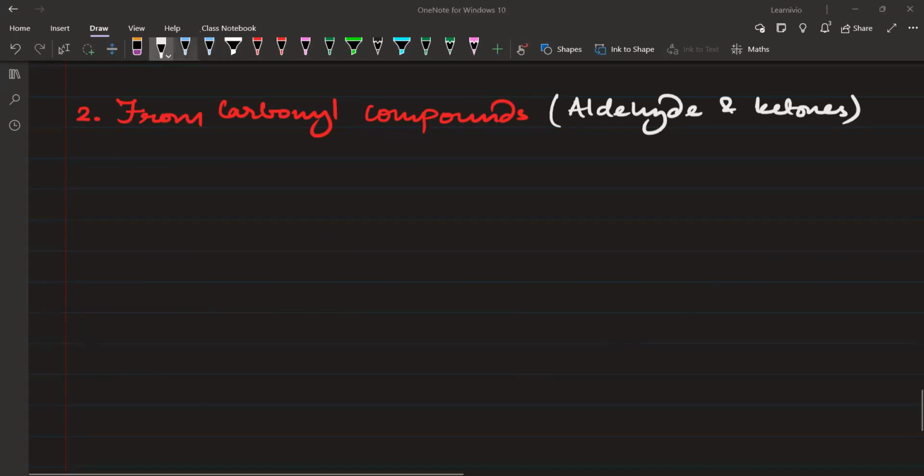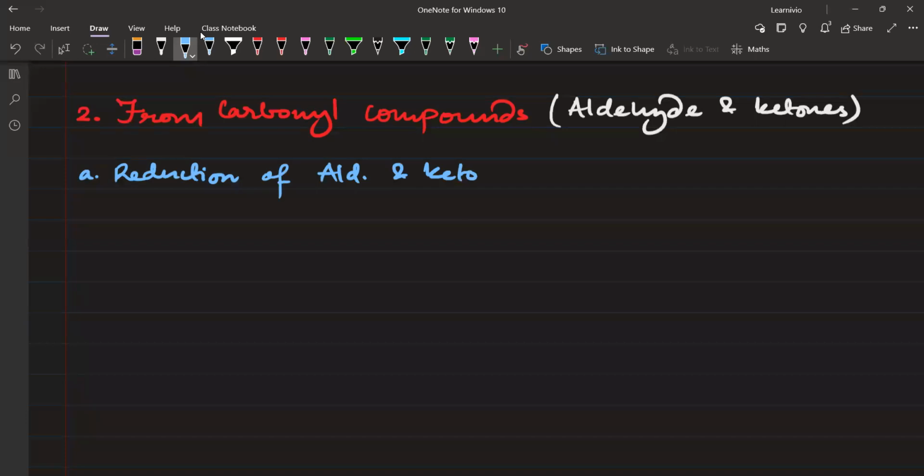चलिए. So here we will again see a few different methods of preparation from carbonyl compounds. The first one that we are going to see is the reduction of aldehyde and ketones. Now, this is again very easy.